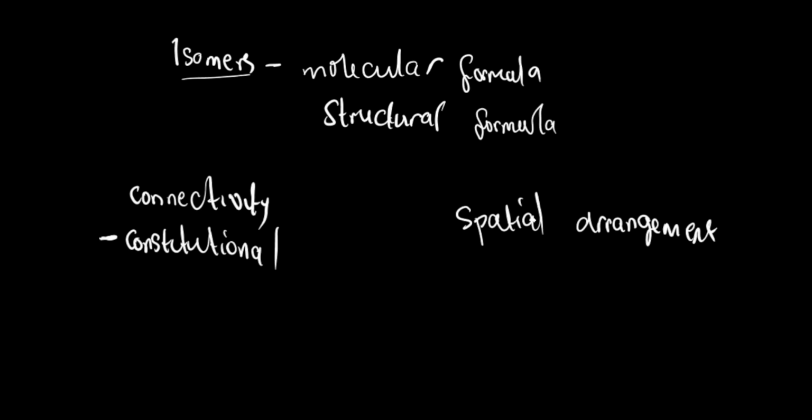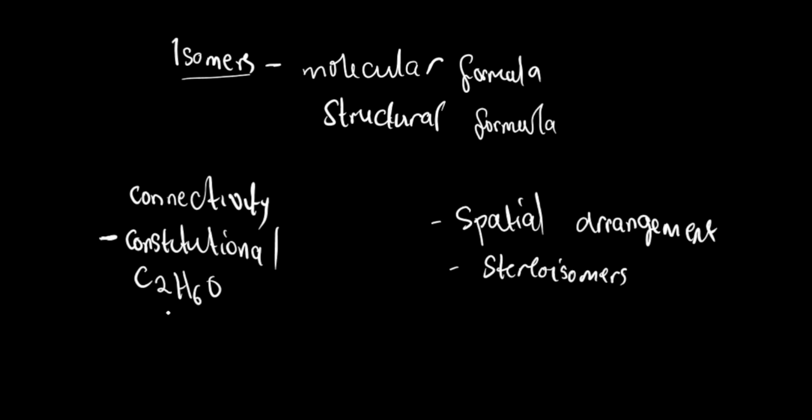Now, in terms of spatial arrangement, when we have molecules that have the same molecular formula but different spatial arrangement, what we have is a stereoisomer. And for this video, we'll be focusing on stereoisomers. Now, an example of a constitutional isomer would be, say for instance, let's take C2H6O. This is the molecular formula C2H6O.